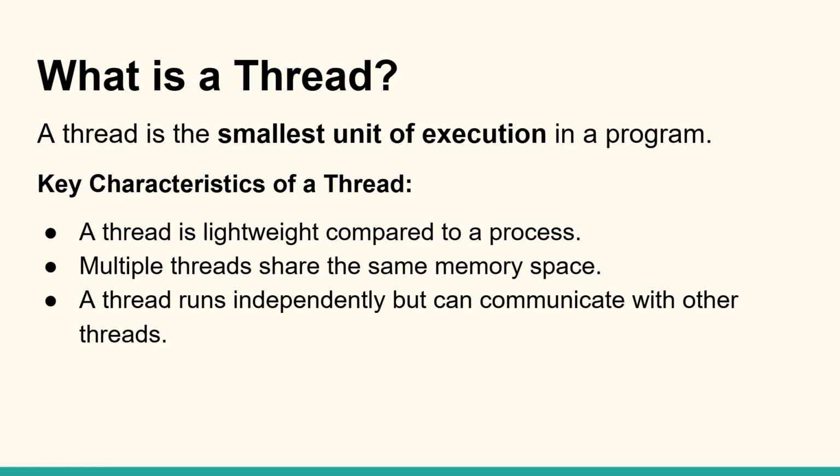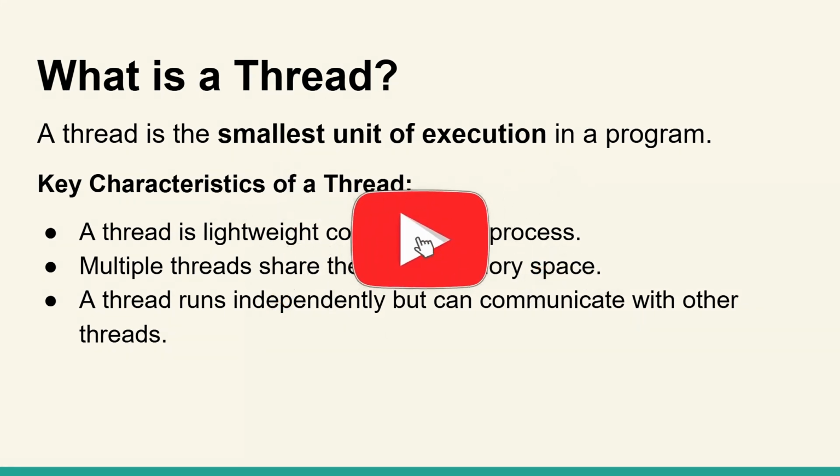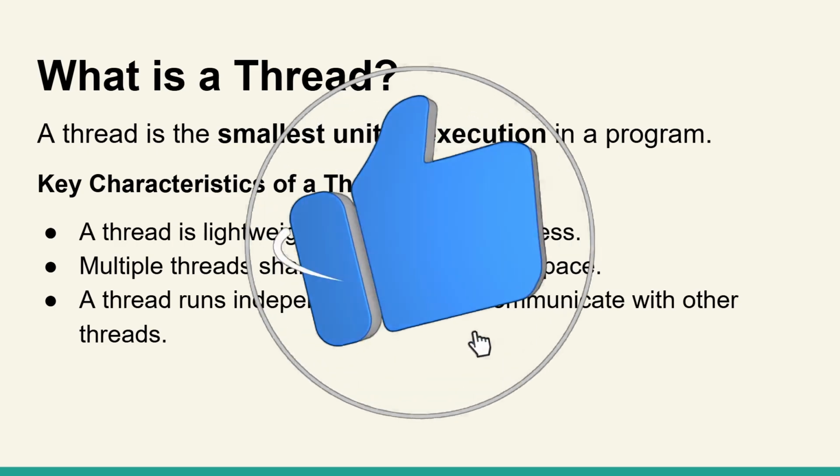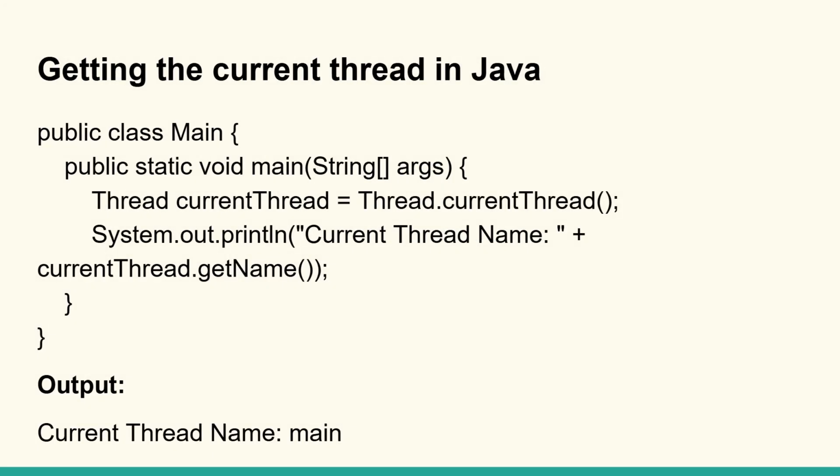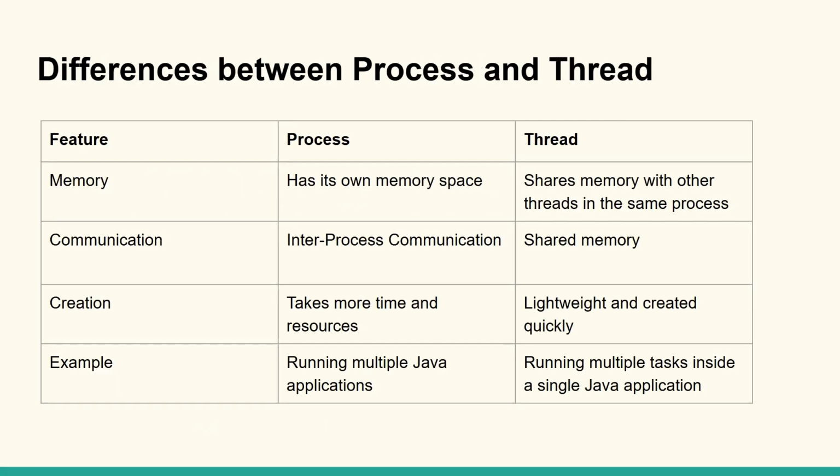If we talk about characteristics, then a thread is lightweight compared to a process, and multiple threads can share the same memory space, whereas processes will have their individual memory. If we talk about Java, every program has at least one main thread, which is created automatically when we run a Java application. The code which you can see on the screen will print the current thread which has started the main program in our application. Now let's discuss some of the key differences between process and thread.